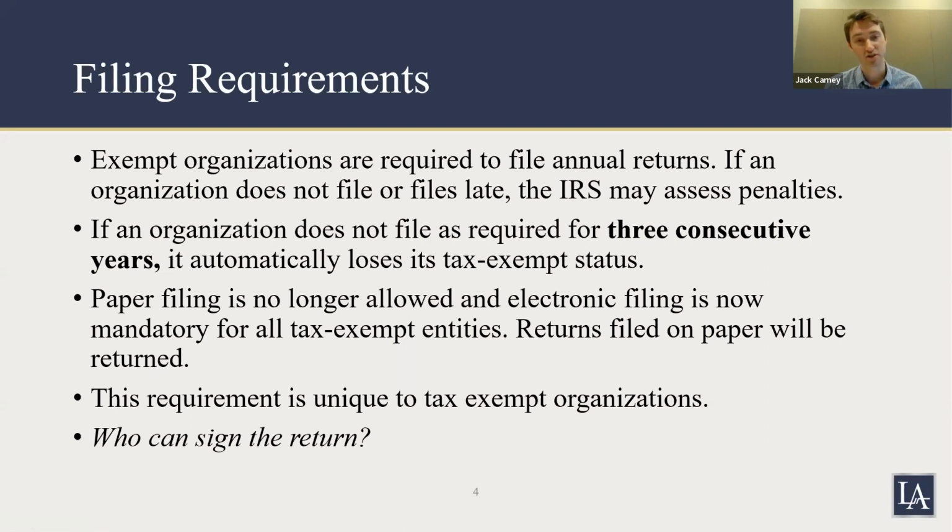If an organization does not file for 3 consecutive years, it will automatically lose its tax exempt status, which is the worst case scenario. Definitely don't want that to happen. Starting for tax years in 2020, paper filing is no longer allowed, and electronic filing is now mandatory for all tax exempt entities. Returns filed on paper will be returned.